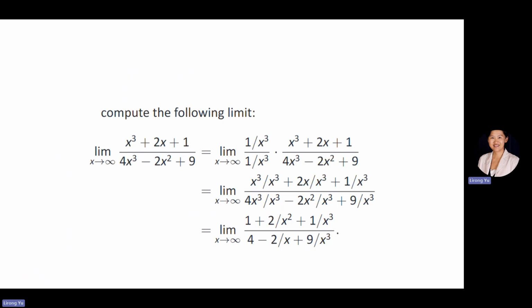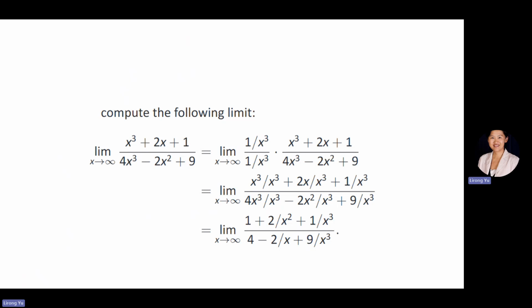If we divide every single term by x cubed, it's like multiplying the numerator and the denominator by 1 over x cubed. If we divide them all by x cubed, it will look like this. After we divide every single term by x cubed, the first one becomes a 1, this becomes a 4. But what about all the other ones? You will have this divided by x cubed is 2 over x squared, 1 over x cubed.